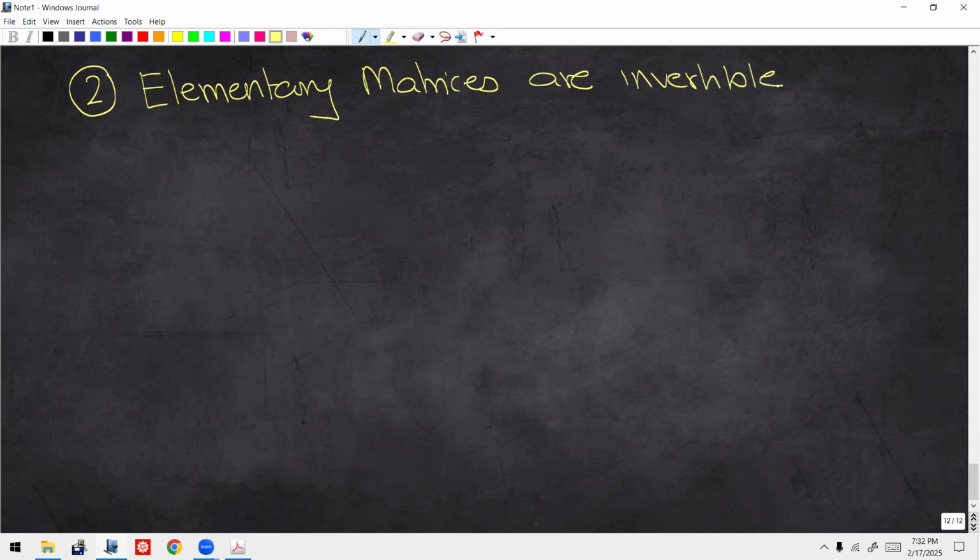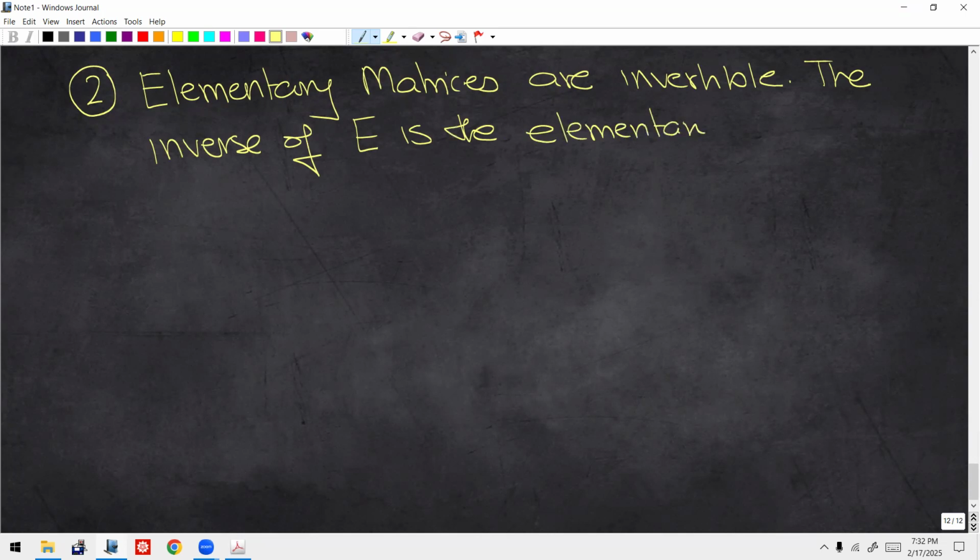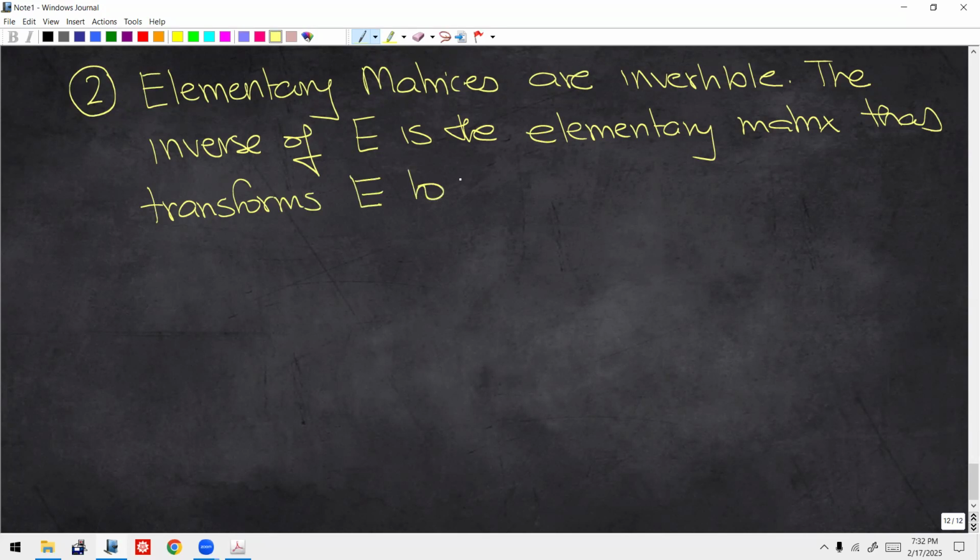That's cool. We can find the inverse of those, okay? The inverse of E is another elementary matrix, the elementary matrix that transforms E back to I. So if you have an elementary matrix, to find its inverse, you just have to find another elementary matrix that'll change that E back to I.